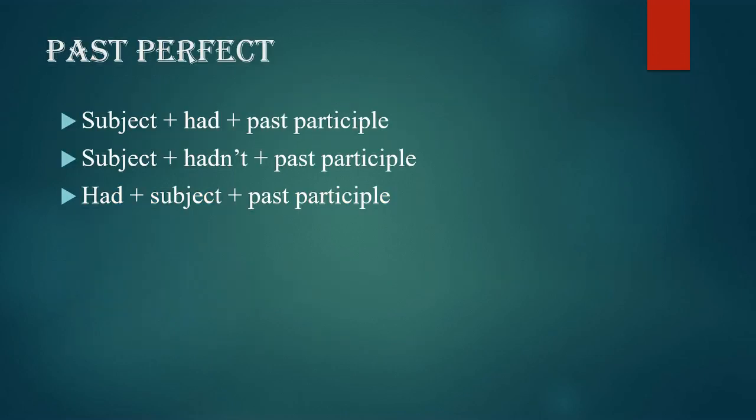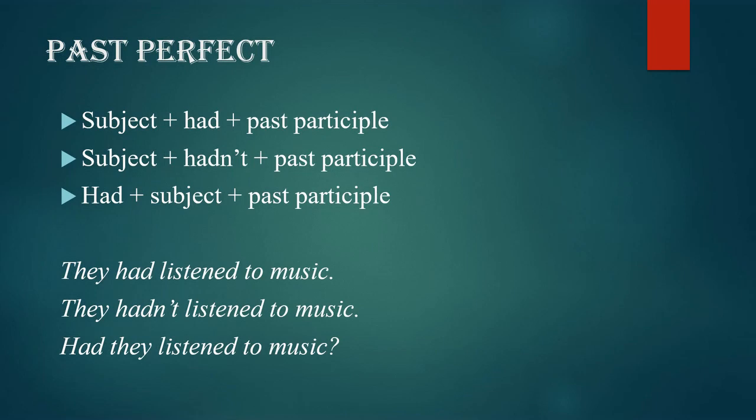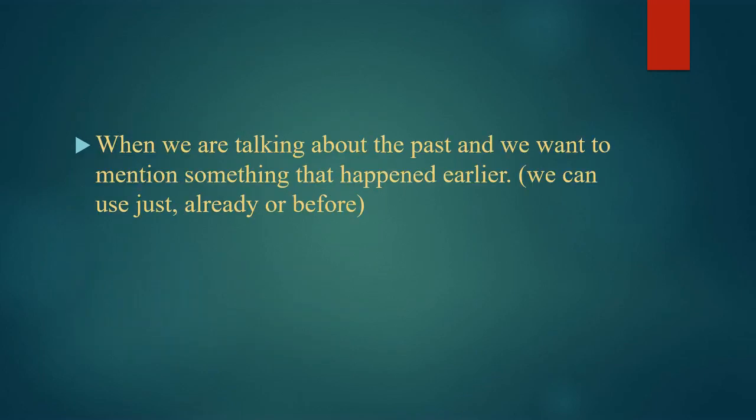So, past perfect. Subject plus had plus past participle. For the negative, we use subject plus hadn't plus past participle. And for the question, we use had plus subject plus past participle. For example, they had listened to music. They hadn't listened to music. Had they listened to music?